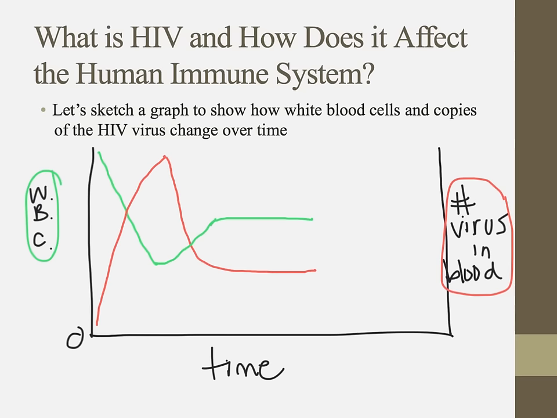After a period of dormancy, this virus is again going to start to replicate out of control. And as that virus count increases, our white blood cell count goes down.